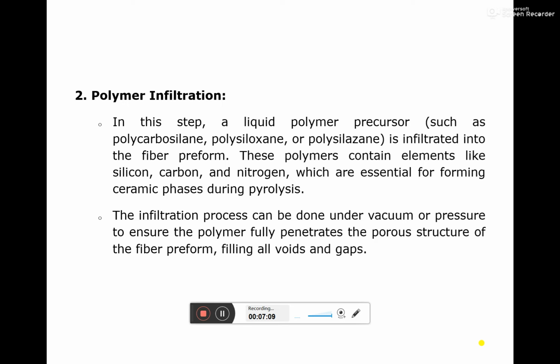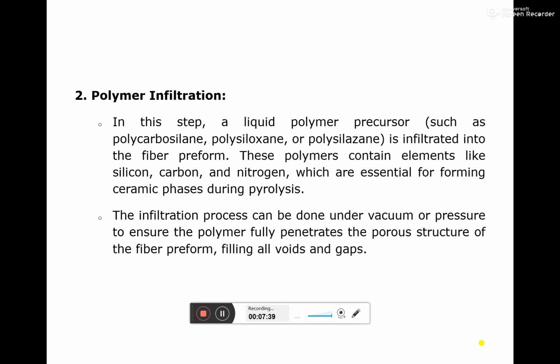The infiltration process can be done under vacuum, or we can use pressure infiltration. We already discussed pressure infiltration and vacuum infiltration during the discussion of metal matrix composite fabrication. So we can use such vacuum or pressure infiltration techniques to infiltrate the precursors into the fiber preform.